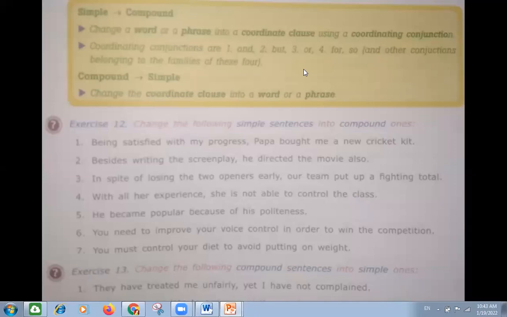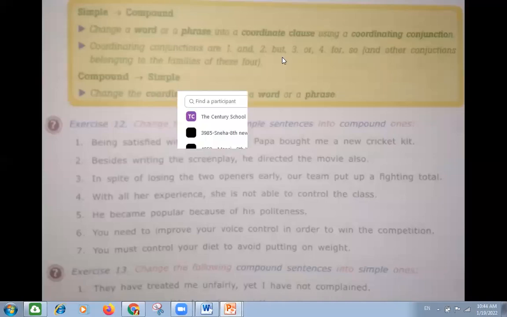Papa was satisfied with my progress. He got me a new cricket set. Wait, beta. Papa was satisfied with my progress. He got me a new cricket set. Beta, you just need to remove "he" here and write "bought me a new cricket kit."